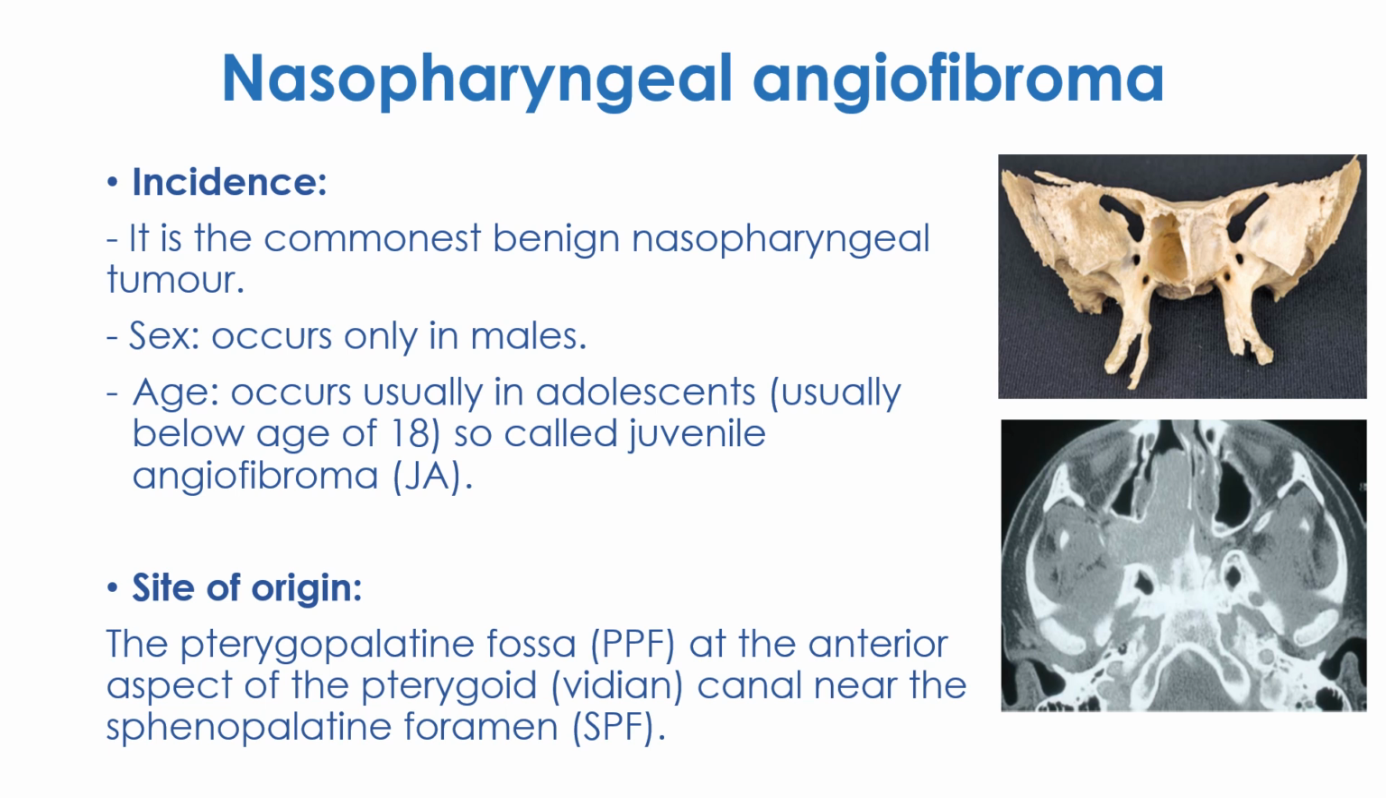If you look at the top picture, you can see the anterior aspect of the pterygoid canal where this tumor arises. And if you look at the picture down, you could see the left sphenopalatine foramen, which has been expanded by the tumor growing medially inside the nasopharynx and the nose, and laterally in the pterygopalatine fossa. Compared to the right side, it is very widely expanded and eroded, while the dimension of the right sphenopalatine foramen is well preserved.